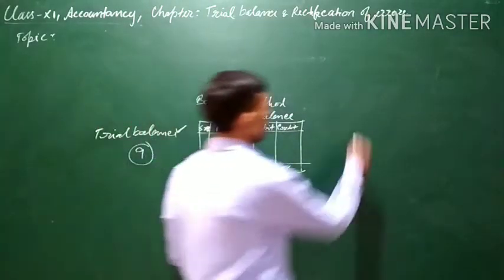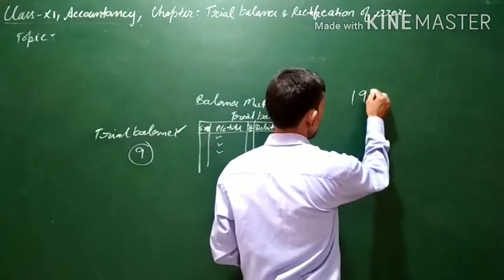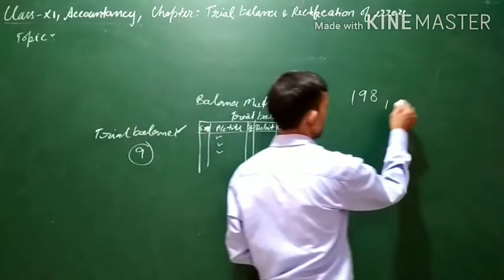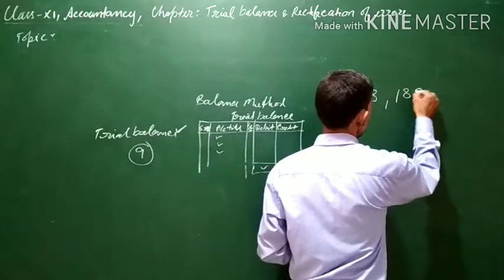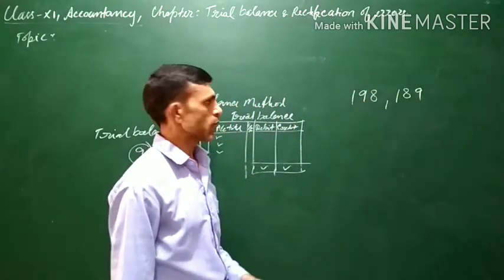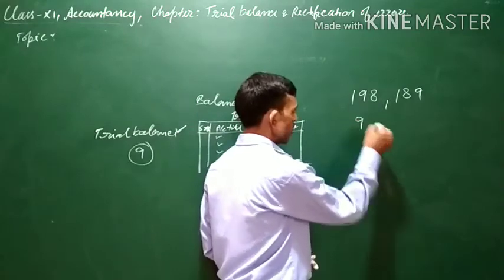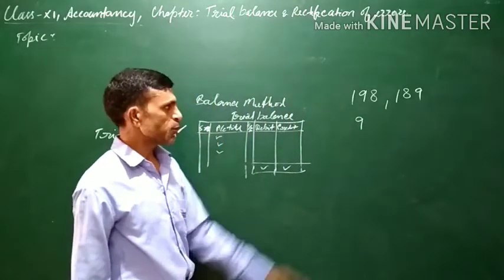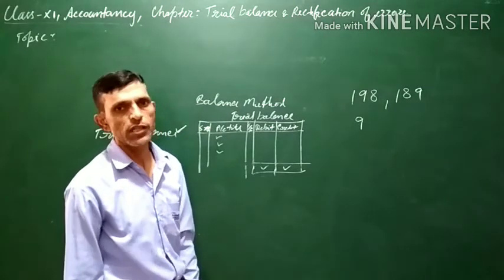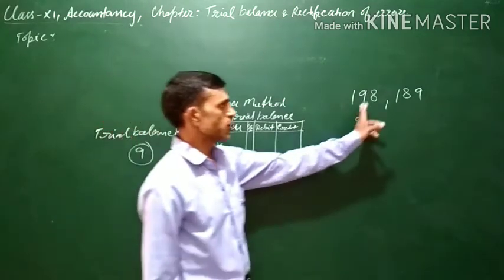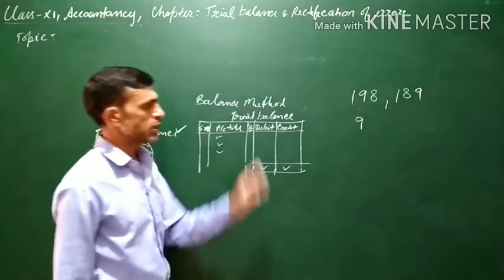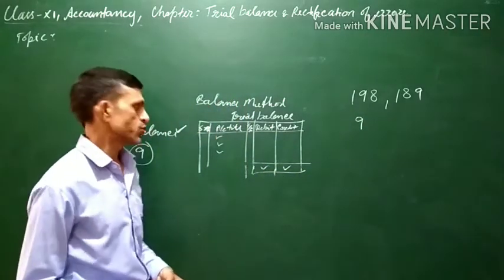For example, 198 is there, and instead of 198 you have written 189. Instead of 198 you have written it as 189. So the difference of this will amount to 9. So you have to go through and check whether a transposition of figures has taken place somewhere or not. If the figure is divisible by 9, then it is possible that a transposition of figures is there.